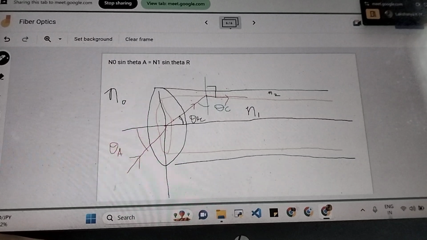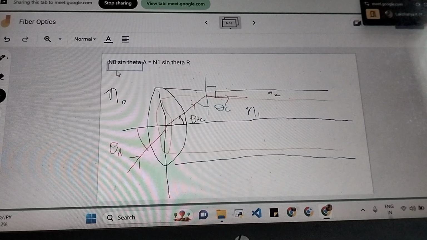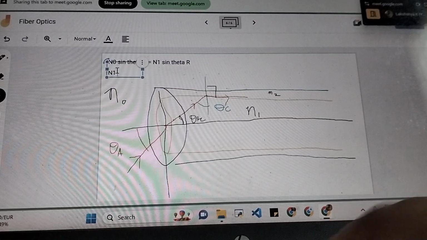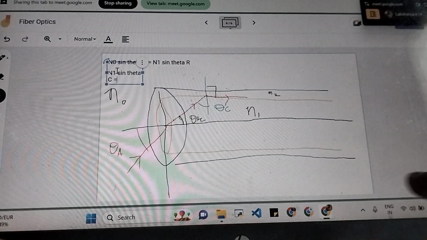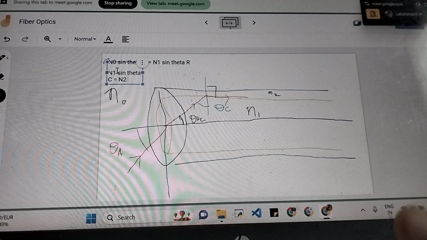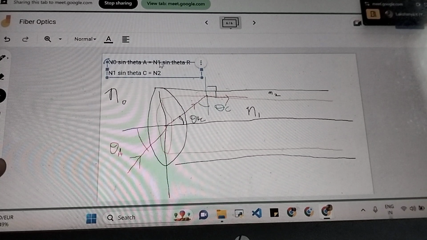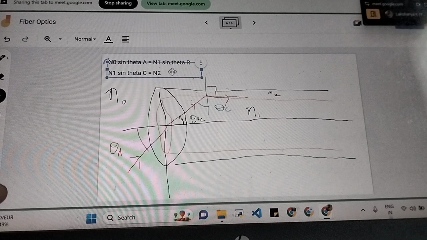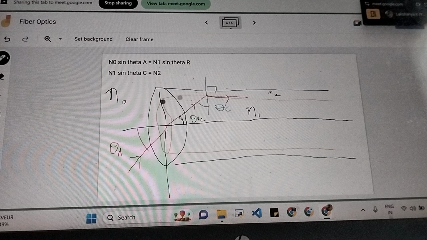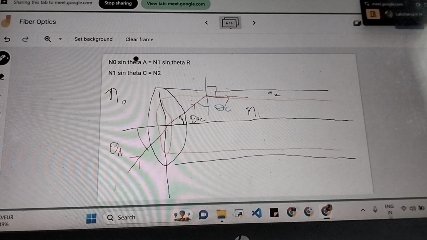So what is the next equation we get? N1 sin theta C equals N2 sin 90 degrees, and sin 90 degrees is 1, so it is just N1 sin theta C equals N2. So this is our second equation. Clear so far? Okay. So now we need to somehow find out an expression for theta A. That is what we are going to do now.